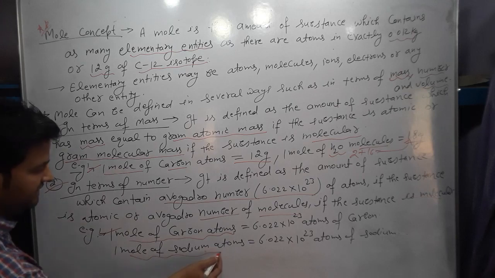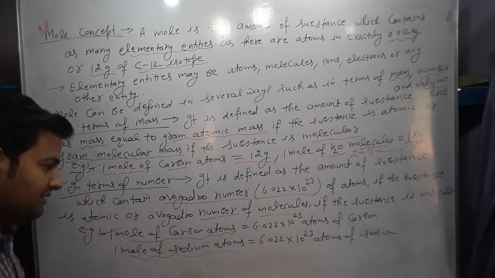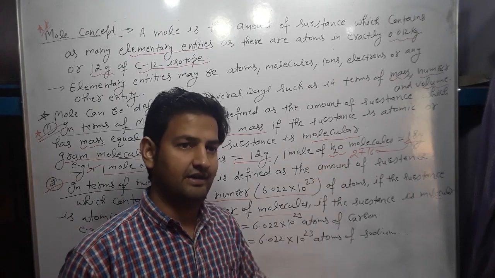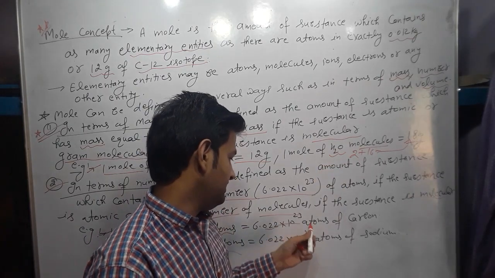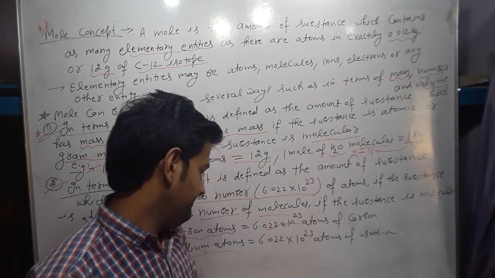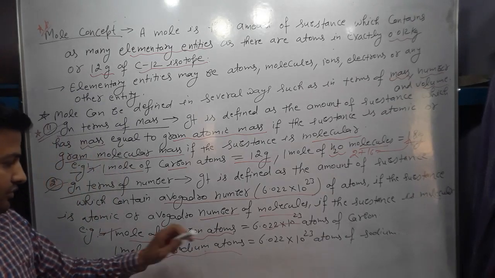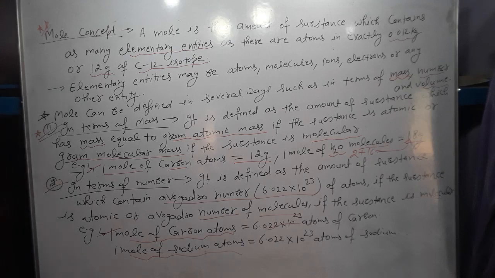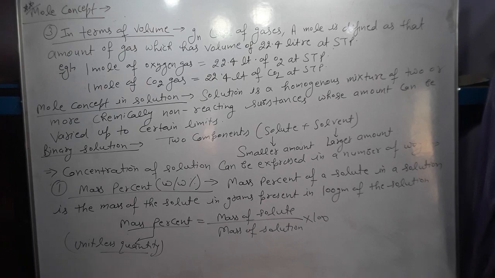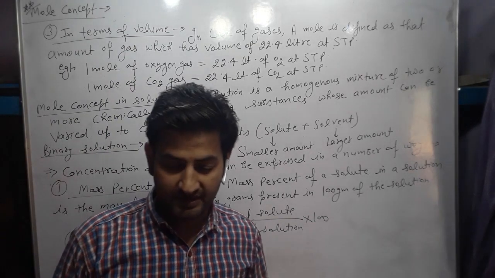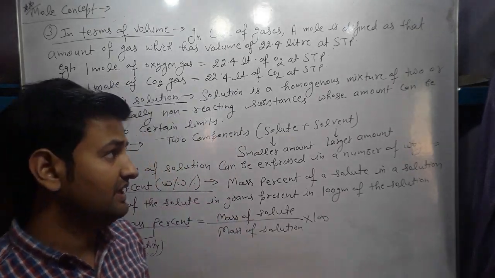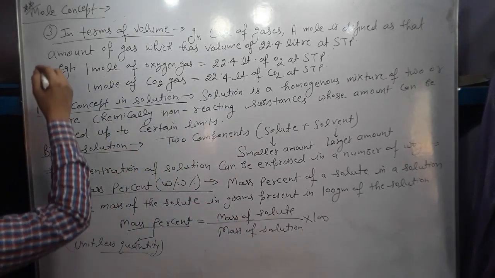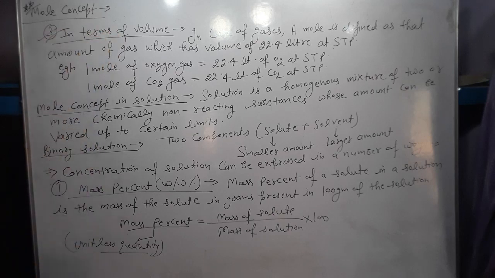Take an example, 1 mole of carbon atom. If you are given 1 mole of carbon atom, then how many carbon atoms? It means Avogadro number of atoms. Avogadro number means 6.02 times 10 to the power 23. If you say 1 mole of sodium atom, it means how many atoms? 6.02 times 10 to the power 23 atoms of sodium. This is the definition of mole in terms of number and in terms of mass. So our next definition is the mole concept in terms of volume.